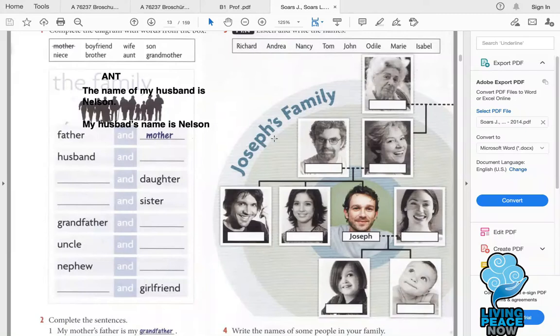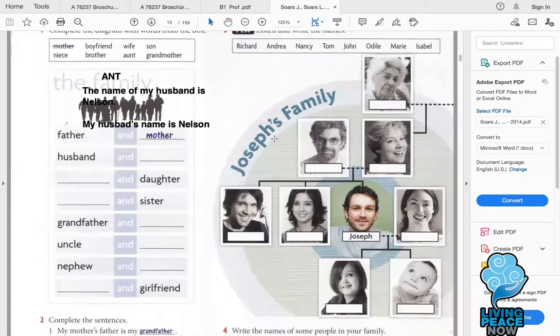Okay, never mind, guys. So now you are going to put yourself in the position of Joseph, and you are going to try to make simple speaking. So you are going to say, my name is Sarah, for example. I have a sister and a brother. My sister's name, blah, blah, blah. My brother's name, blah, blah, blah.